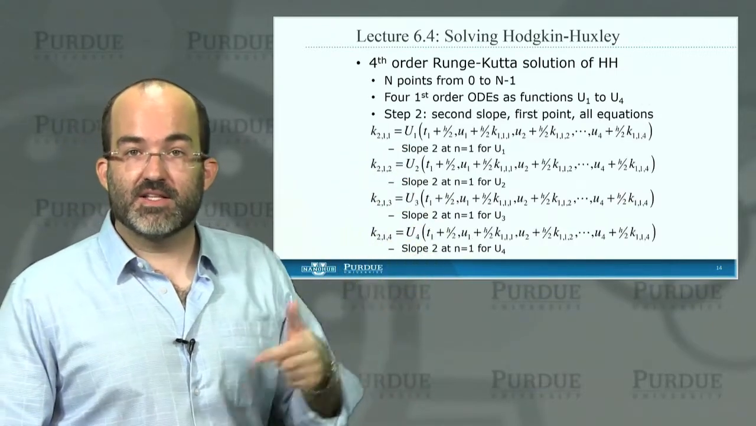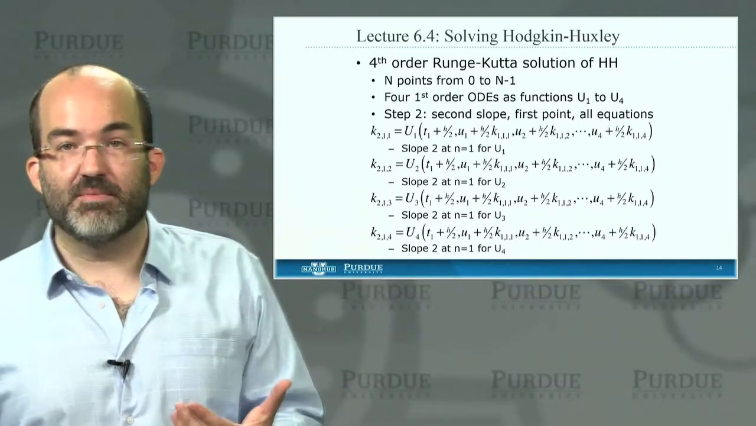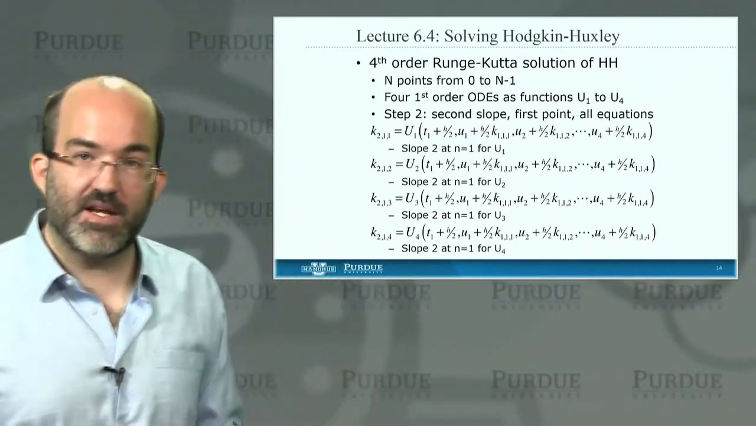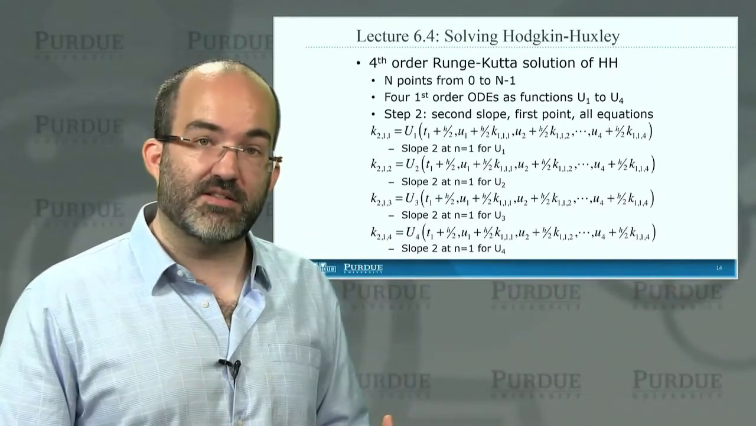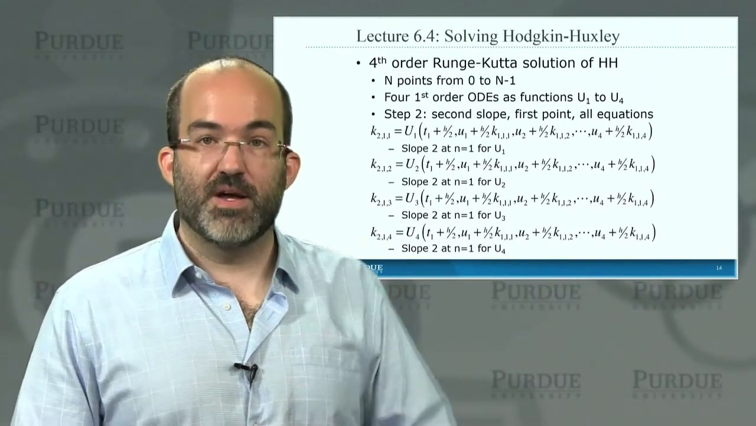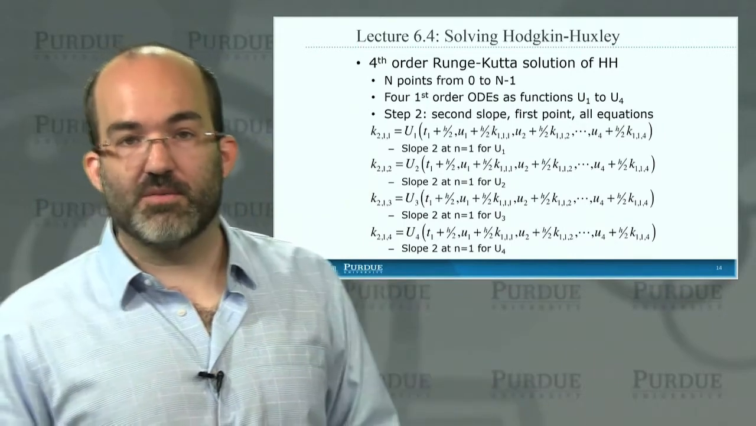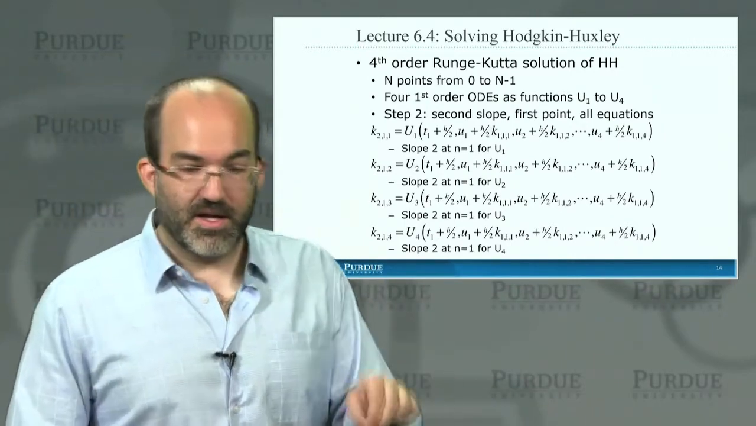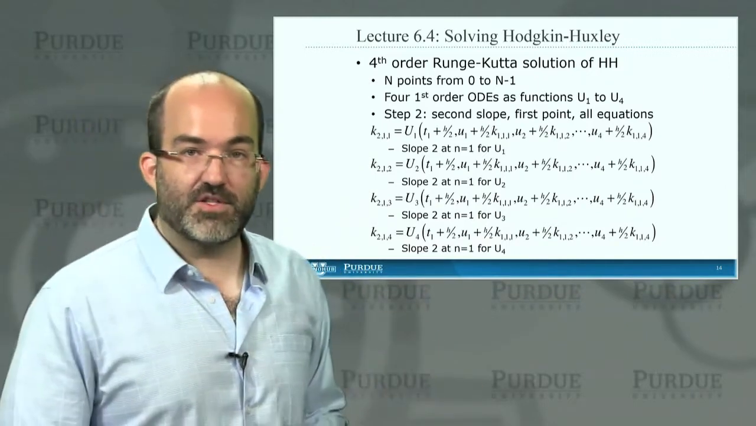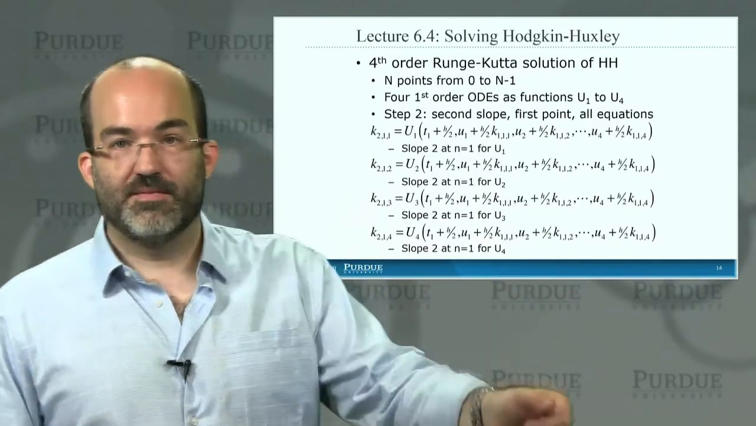And then we need the second slope, the one that we calculate at the midpoint. So the first slope is calculated at the beginning, the second slope at the midpoint, the third slope at the midpoint using the second slope, and the fourth slope at the end point using the third slope. So we use the previous slope each time we calculate the next slope, and we do it at different points for the first slope, the second and third slopes, and the fourth slope.